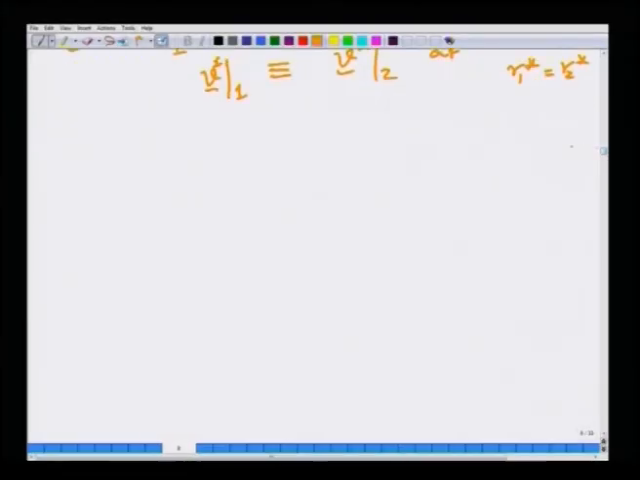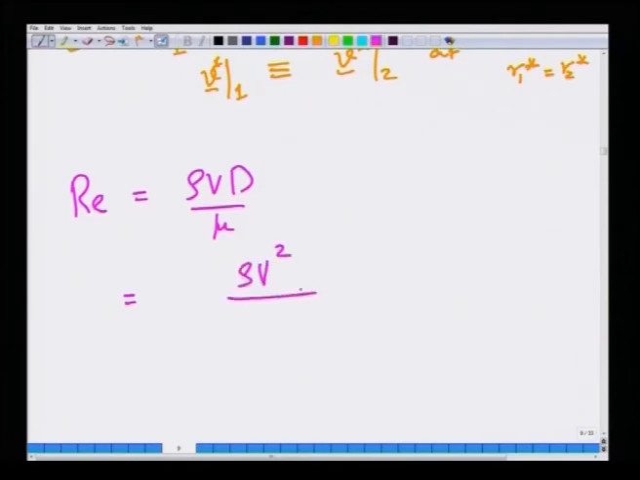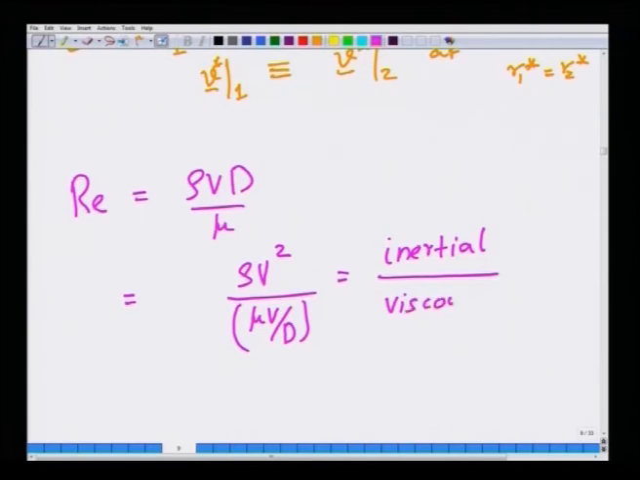Now, let us also come to the interpretation of Reynolds number, which I promised a few minutes back. Reynolds number is written as rho v d divided by mu, which can be written as rho v squared divided by mu v divided by d. This is the ratio of inertial forces in the fluid, remember that rho v squared is a measure of fluid inertia, it also comes in the Bernoulli equation, to the viscous forces in the fluid.